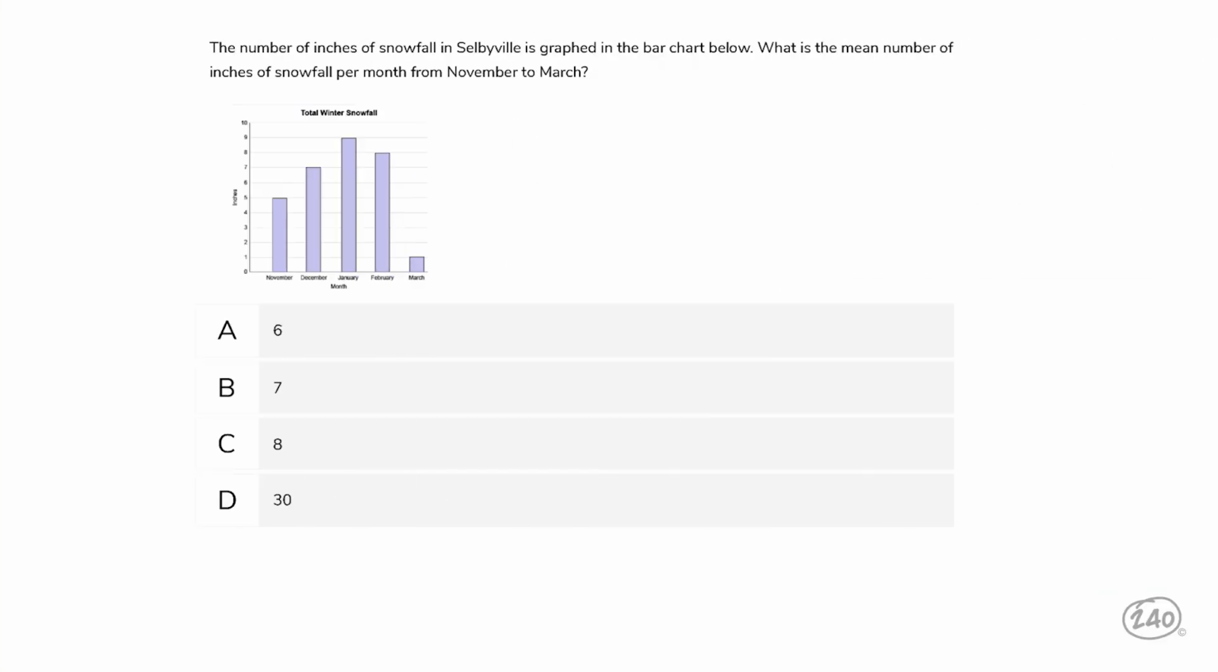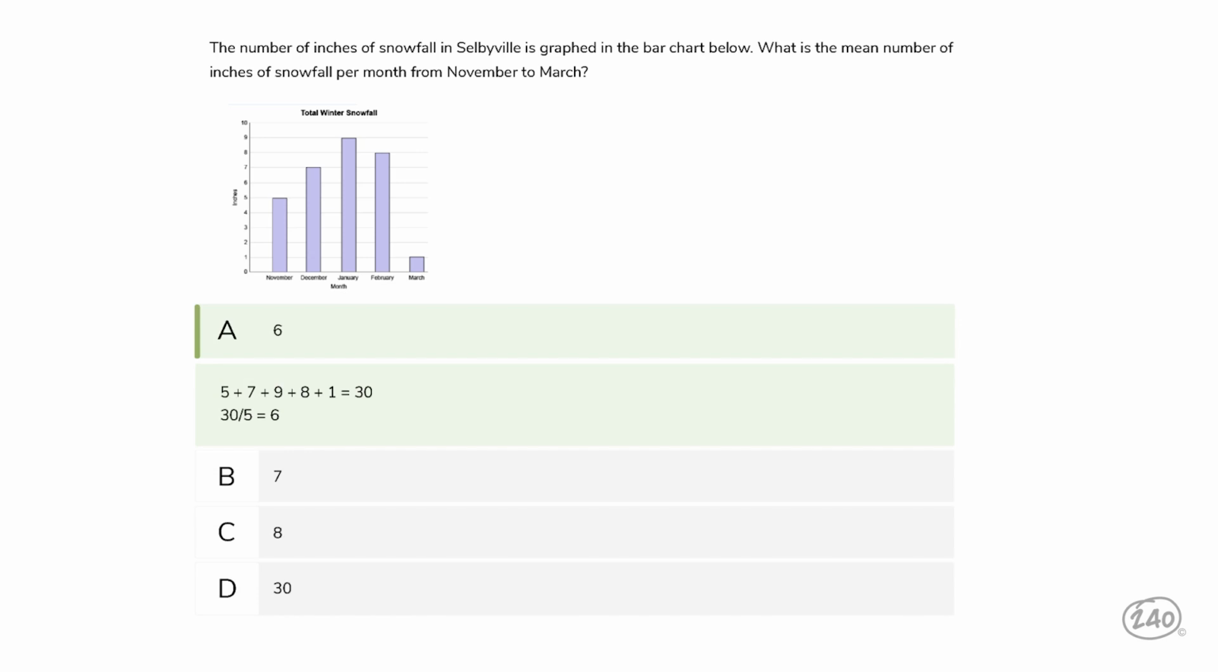Great. Let's look at a measure of central tendency problem. The number of inches of snowfall in Selbyville is graphed in the bar chart below. What is the mean number of inches of snowfall per month from November to March? To find the mean, we need to add up all values and then divide by the number of values in the data set. So 5 plus 7 plus 9 plus 8 plus 1 equals 30. There are 5 data points, so 30 divided by 5 gives us 6. So this one is correct.